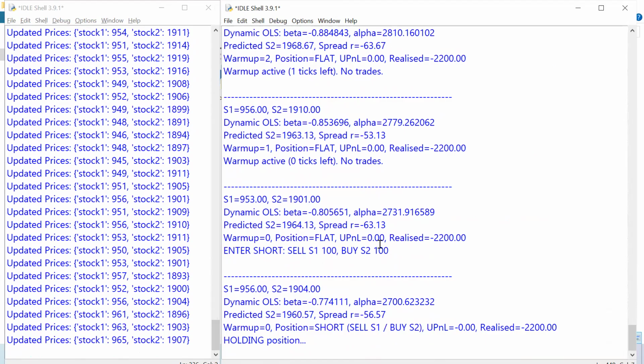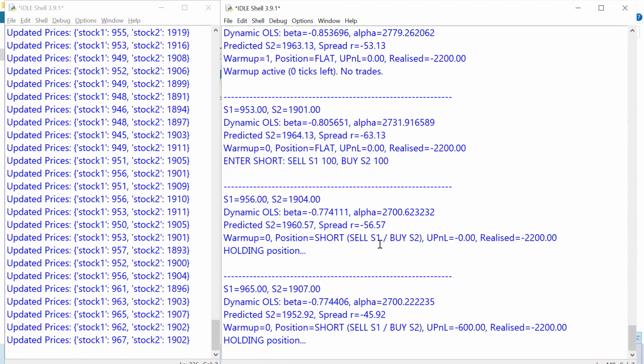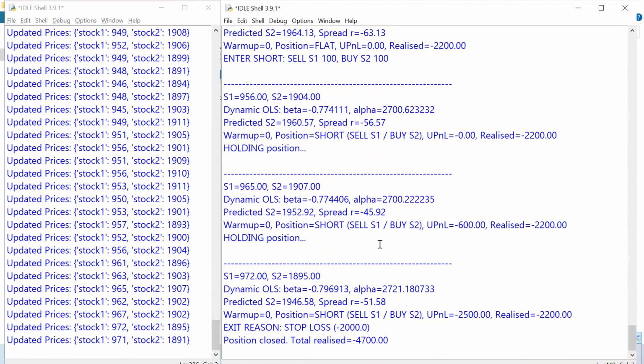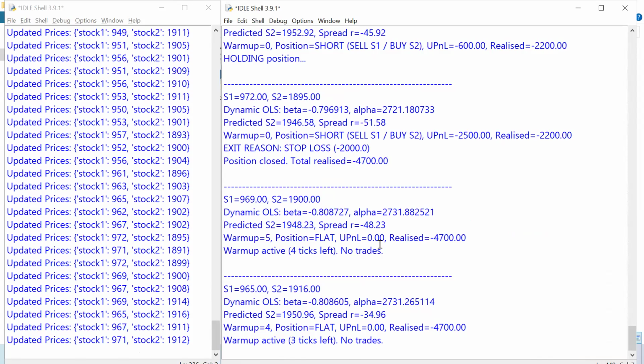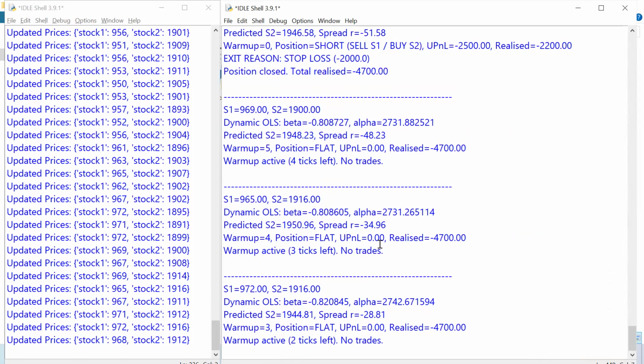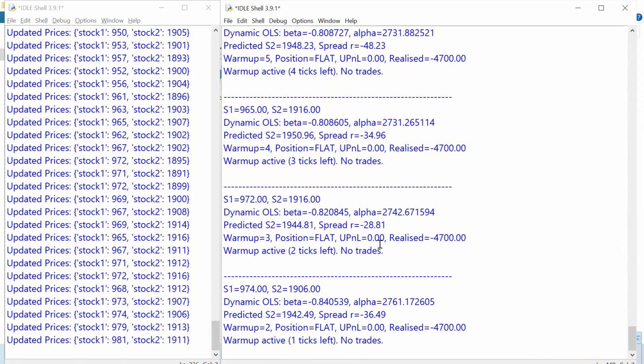We are holding the position. Stock 1 is sold and stock 2 is bought. Okay, we got the stop loss and we are completely out. Again, we are going to enter the trade.